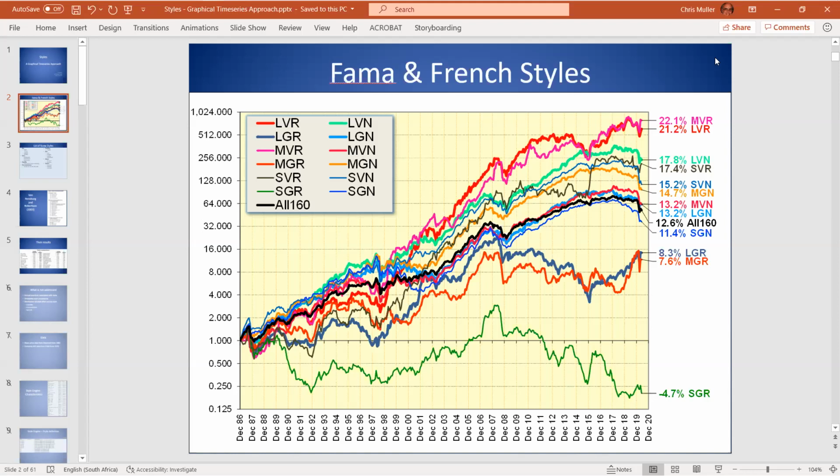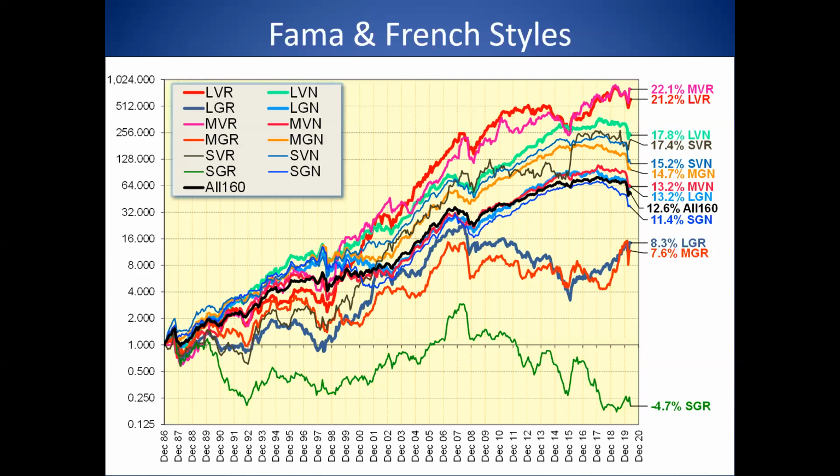So let's get started. Let me see if I can get this to a full screen. Here we go. And I have started us in 1986, and I'm going to take 160 shares, the largest 160 shares, typically what's in the all share index, and I'm going to allocate each share to a particular portfolio. So I'm going to say, is your company large? And if it is, I'm going to put it into L. So you see the L's here for large, and then the M's for medium, and the S's are for small.